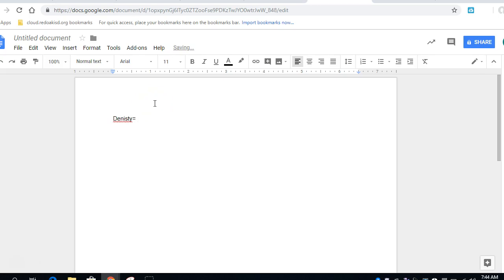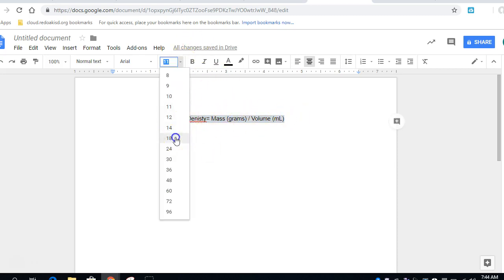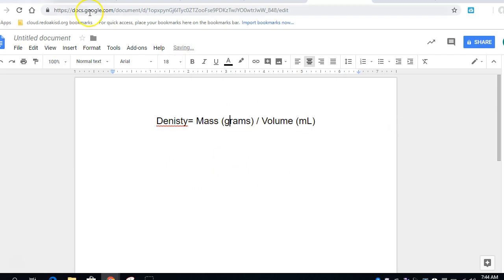I will always give you the mass, which will be in grams, divided by the volume, which will be in milliliters. Understand? Remember that. Always, always. Mass divided by volume. You always put mass first. Mass divided by volume. Let's begin.